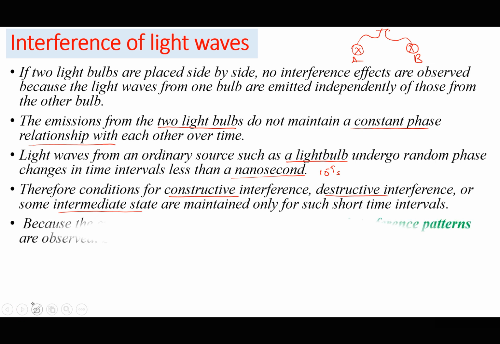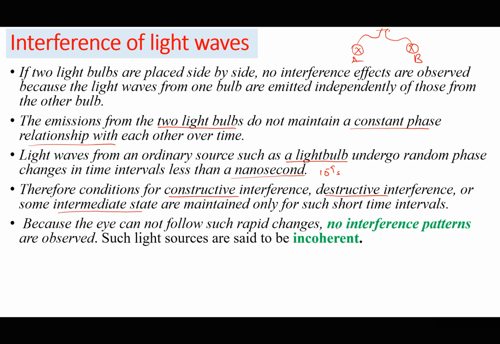Because the human eye cannot follow such rapid changes, the human eye cannot see interference patterns from light sources, especially if the light is coming from two bulbs. So because the human eye cannot follow such rapid changes, no interference patterns are observed. Such light sources are said to be incoherent. They do not maintain a constant phase relationship throughout. Light from two different sources, or light from a bulb, undergoes random phase change. So light from two sources is not going to be coherent. In other words, there is no constant phase relationship between light from the two sources.